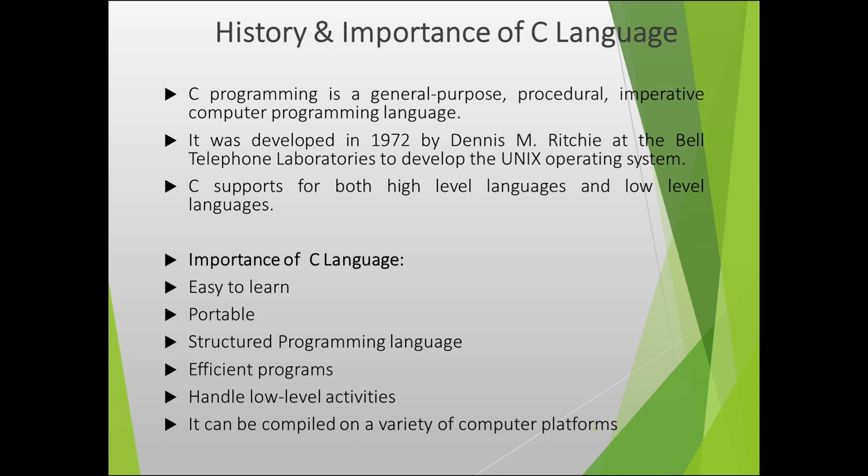The main feature or the main importance of C language is that it is a general purpose, procedural, and imperative computer programming language, and it supports, as I said, high level languages and also low level languages. That's why it is called a middle level language. And the importance of C language: easy to learn, portable, structured programming language.